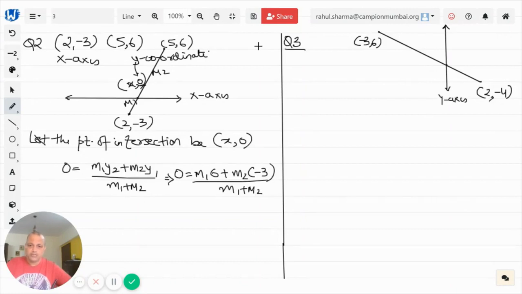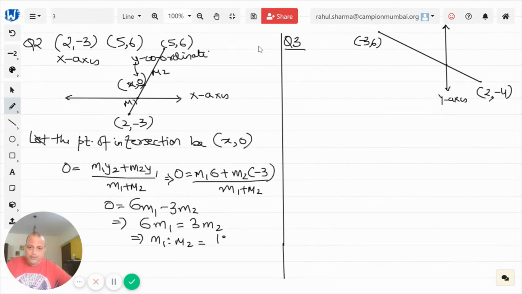Cross multiply, 0 into this gives me 0. This is 6m1 minus 3m2, which means 6m1 is equal to 3m2, which means m1 is to m2 is equal to 1 is to 2. Perfect. That's the answer that we wanted. Is there anything else? In what ratio? We figured out the ratio. Let's look at question number 3.